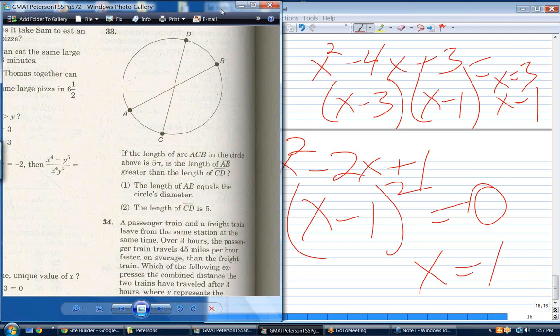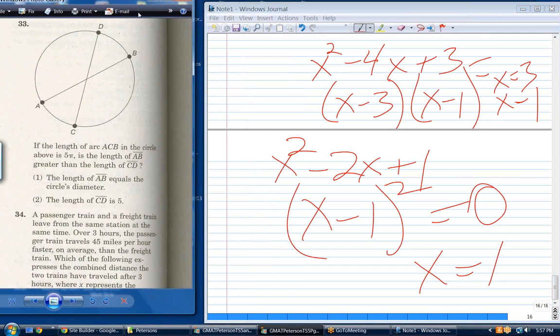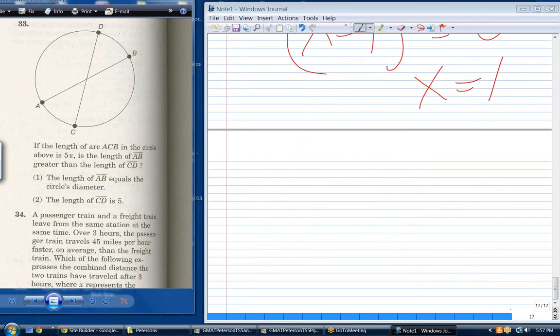33. We've got time for one more. 33. If the length of the arc ACB in the circle above is 5 pi, is the length of AB greater than the length of CD?